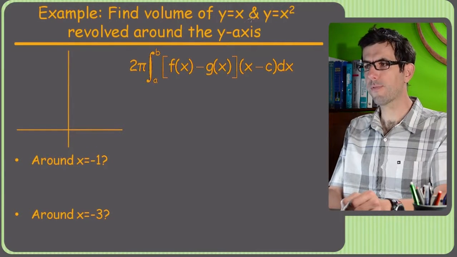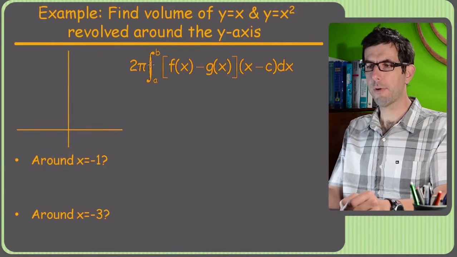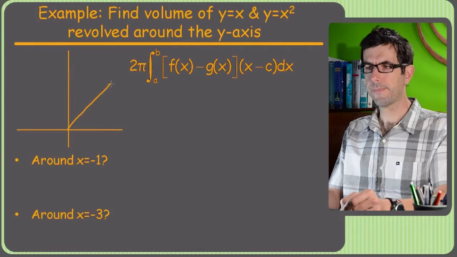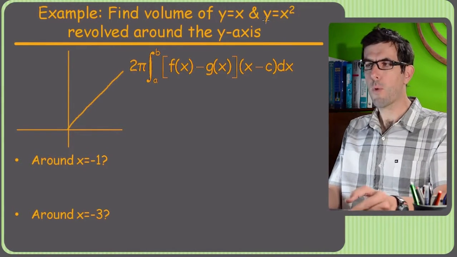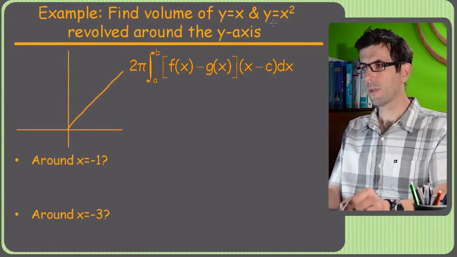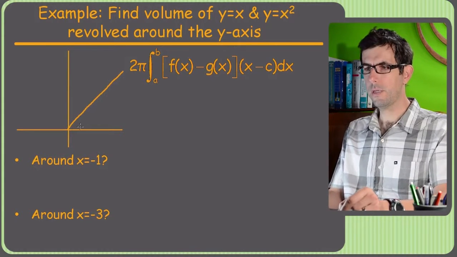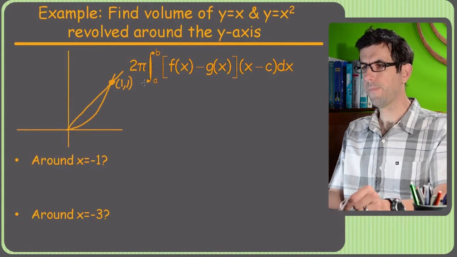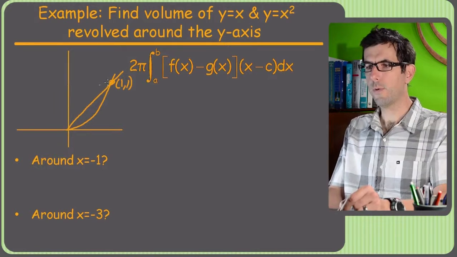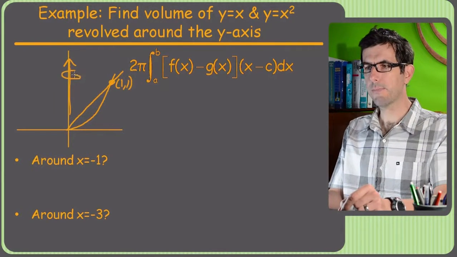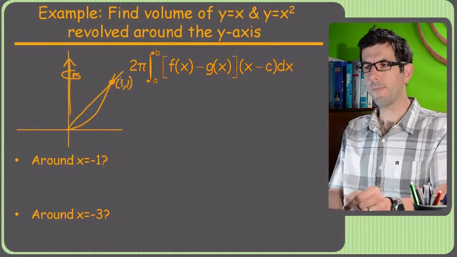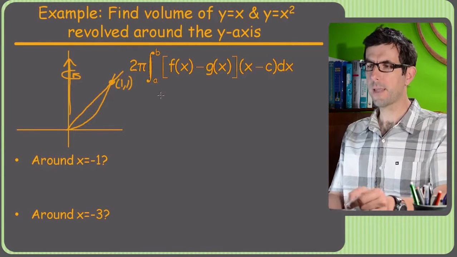So let's draw the region first. We got y equals x, which is a perfectly diagonal line with a slope of 1. Then we got y equals x squared, which is like this. And those intersect at 1, 1. Revolved around the y-axis as the last few we've done have been. I'm kind of hitting this pretty hard on the y-axis because I want to just show you how to plug and chug through these, and it's not that bad.